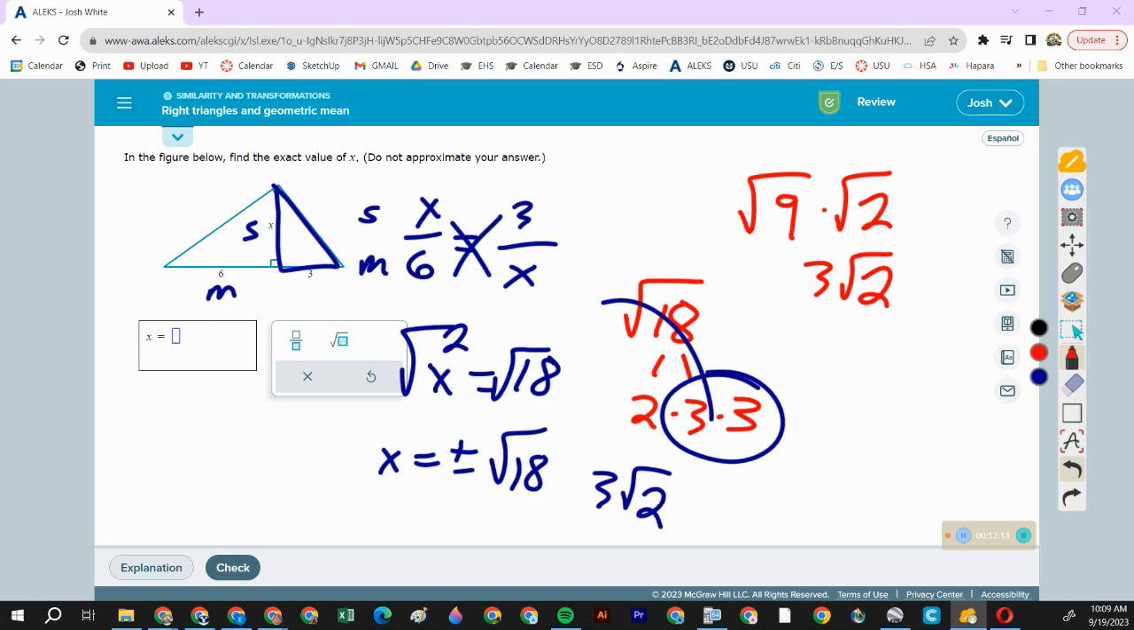And that's it for 4-1. Kind of an easy day. Get to work. Good luck.